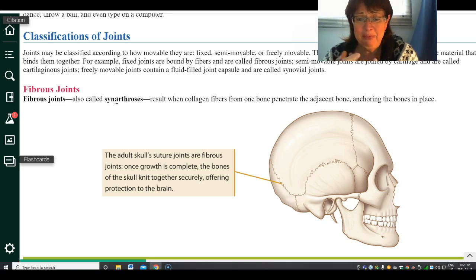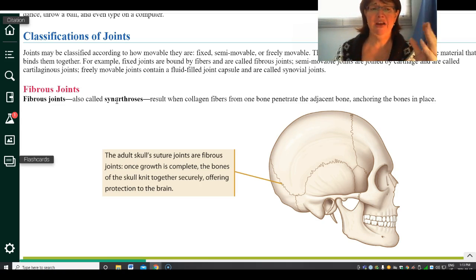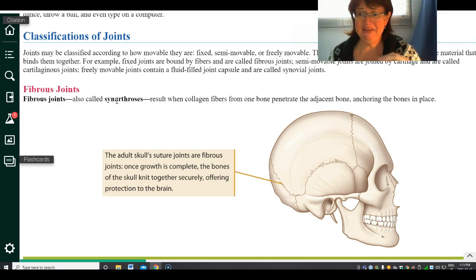The perfect example here is the skull, because as the baby is born, the skull is just a bunch of plates. Then as the person gets older, those plates grow and grow together and become very secure, with very limited motion in a fibrous joint. It holds strong, but it is very limited in motion. Okay, so that's joint number one.